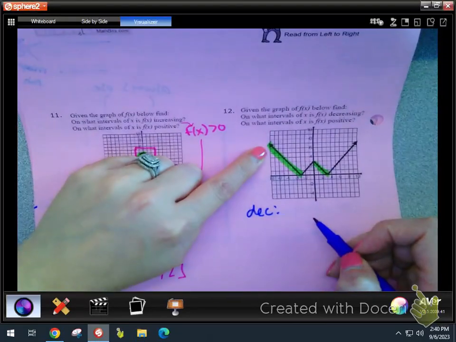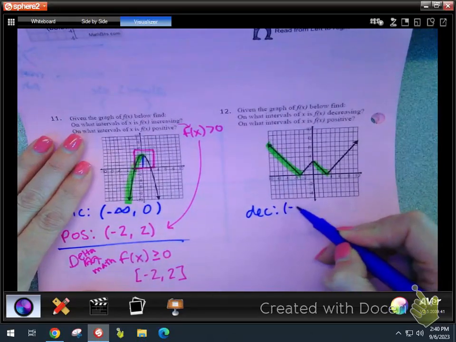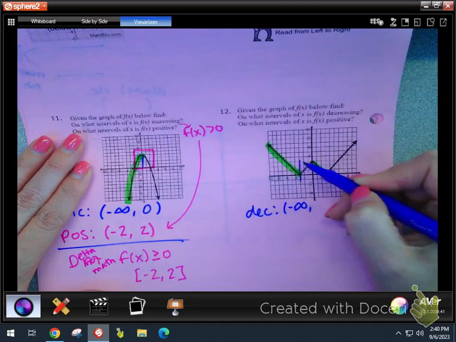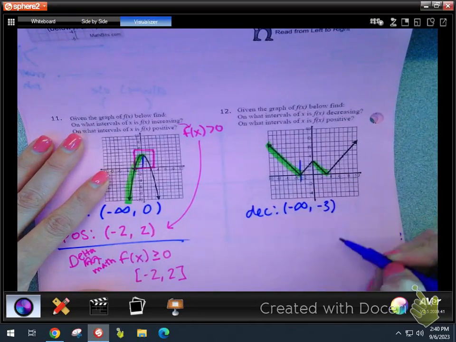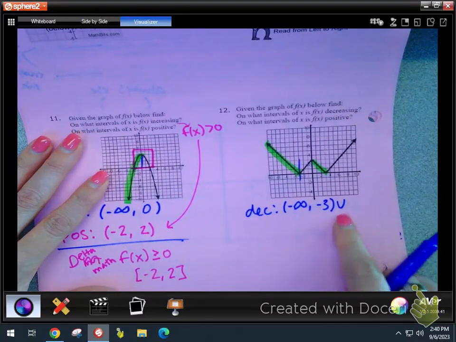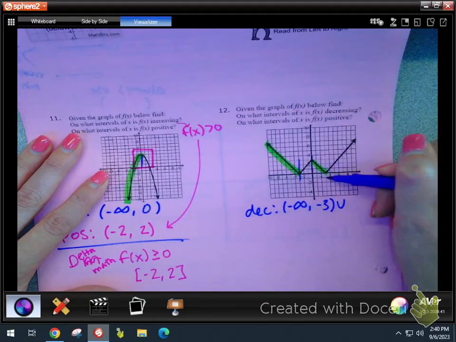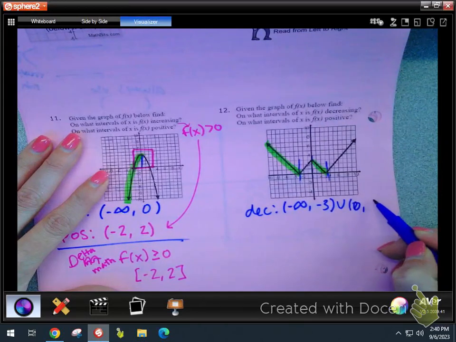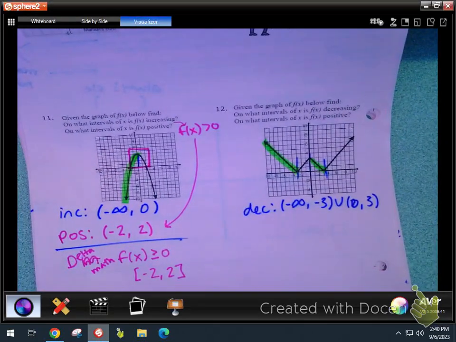All right? Start decreasing from where? Negative infinity until what x value? It's the x value that I care about. Negative 3. Always use the parentheses. Union. That means here's the other one. Or, what interval is this guy? 0 to 3. Those are the intervals that I'm decreasing.